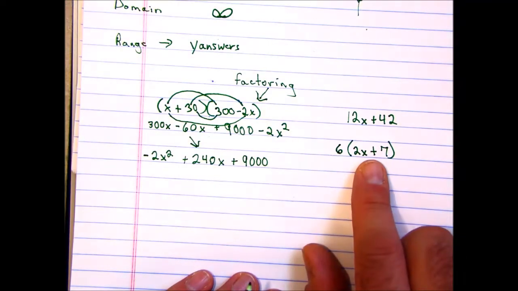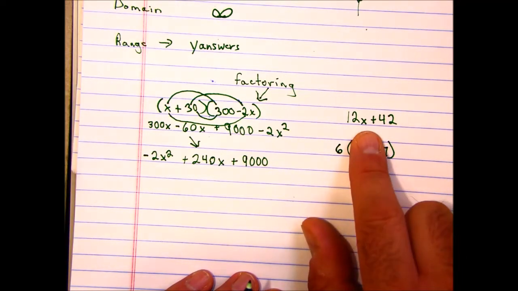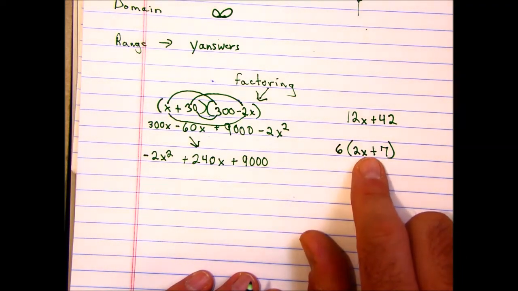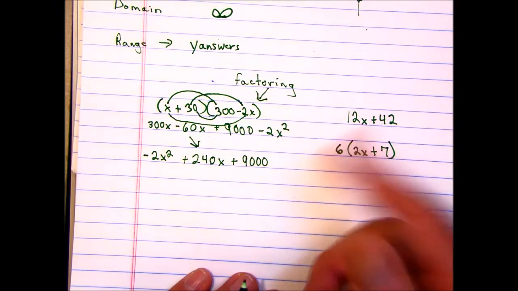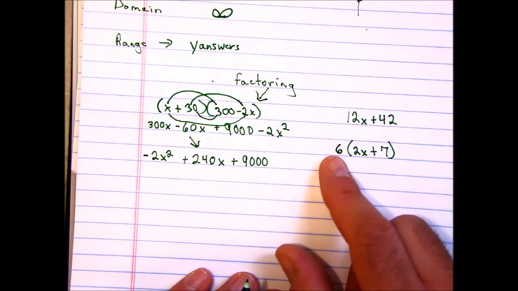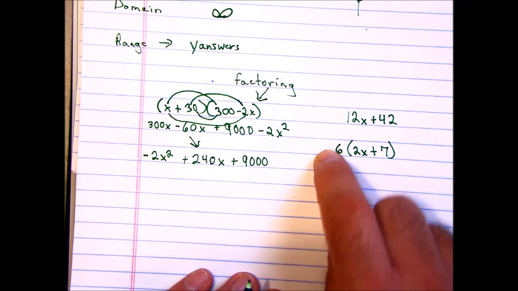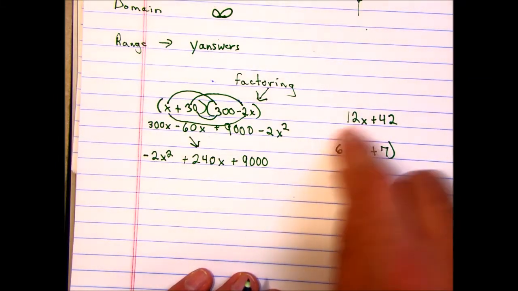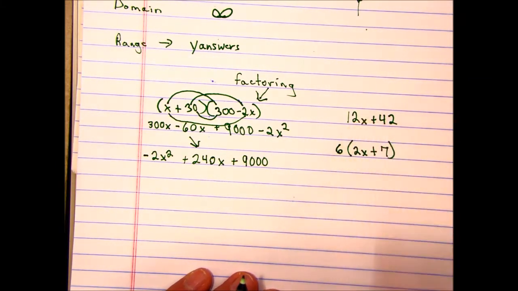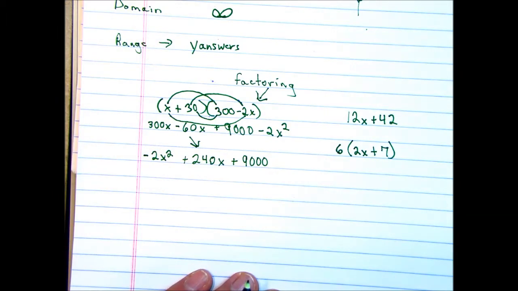And notice, this is the factored form of this. I have worked backwards. I have undone the multiplication. And if I were to turn around and distribute it, I should get this answer. Okay, so going forwards and going backwards.